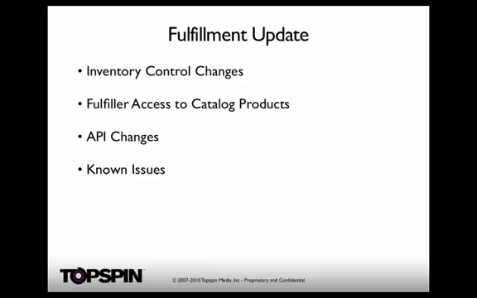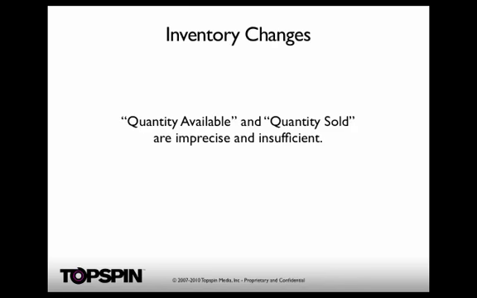There are four major things that we're going to be covering in the course of this brief discussion. We're going to talk about the inventory control changes themselves, the fulfiller access to the catalog products, which is a new level of permission that has been granted, changes to the API to support these inventory changes, and some known issues around this. First and foremost, the inventory changes.